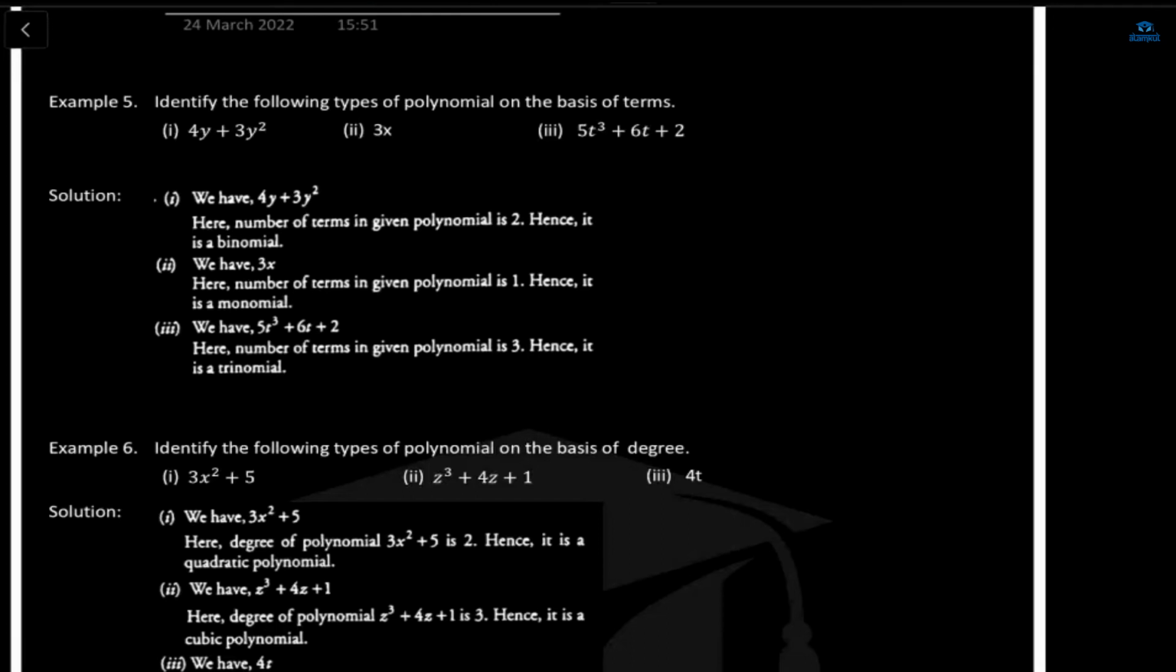The first one, the terms, okay? The first one, ma'am, is binomial. Second one, ma'am, it is monomial. And third one, trinomial. Ma'am, the highest power for the first is 2, for the second one is 1, and for the third one is 3.